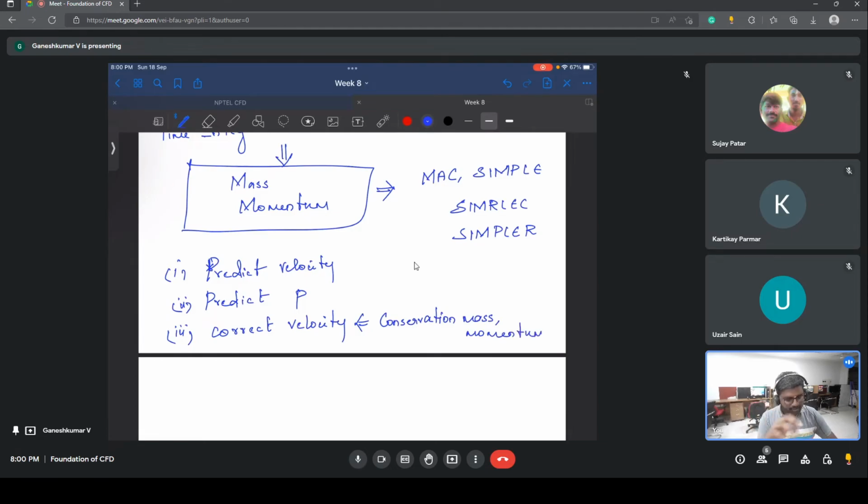For every delta t, you need to satisfy mass and momentum conservation, and you do it in a sequential manner, like the SIMPLE algorithm, predicting and correcting.